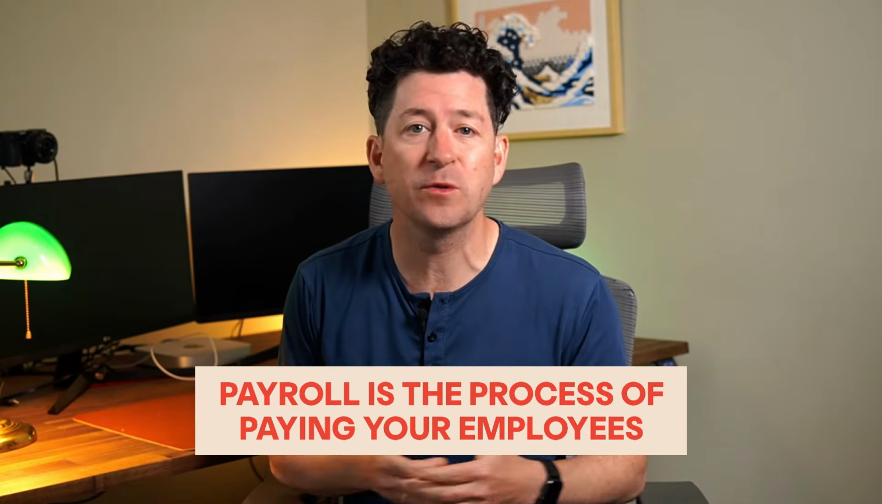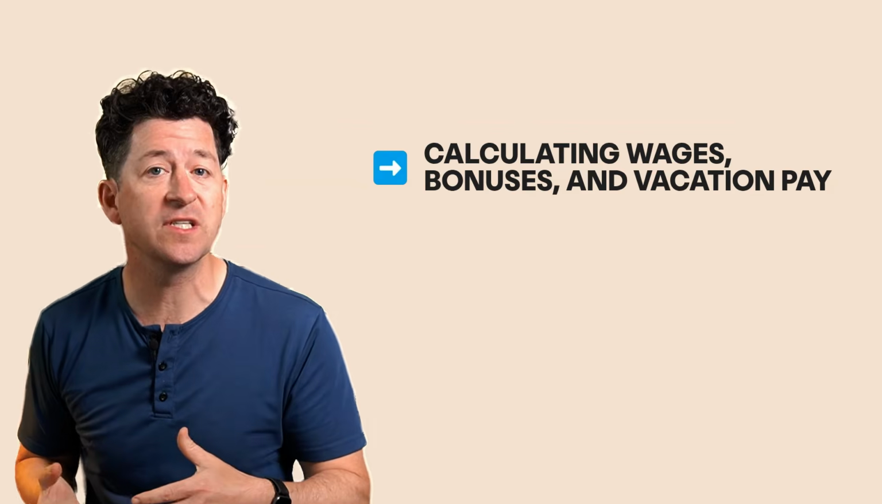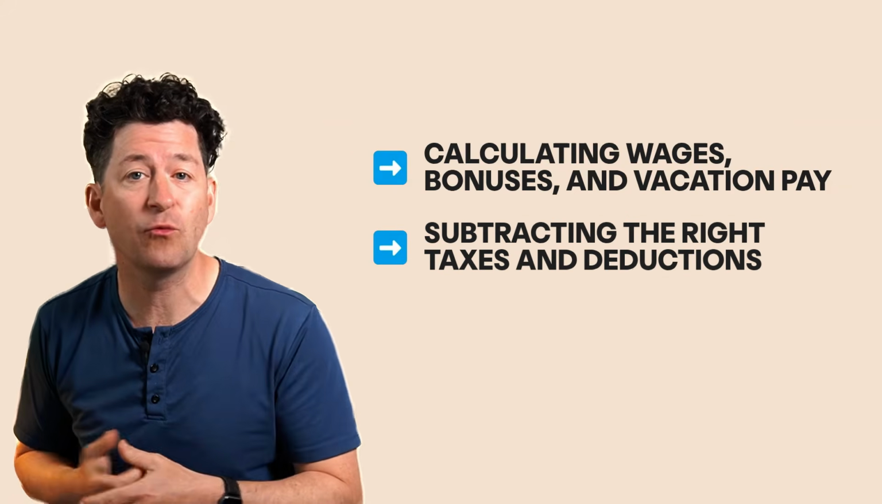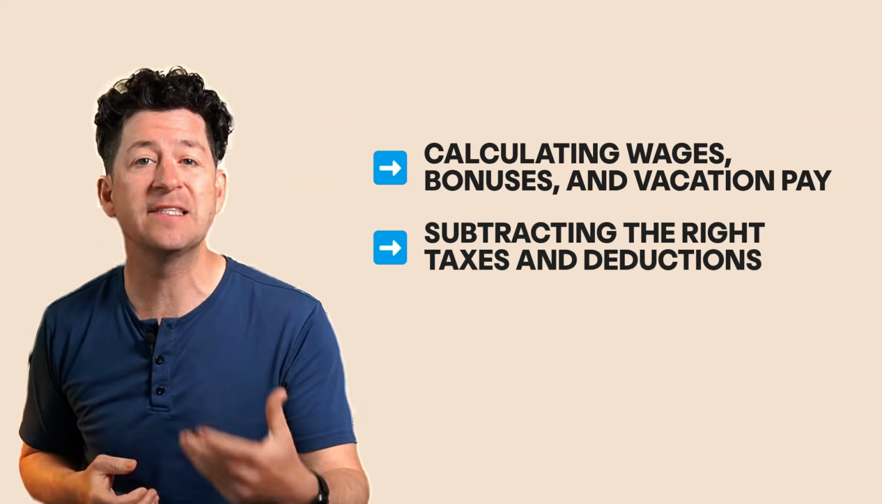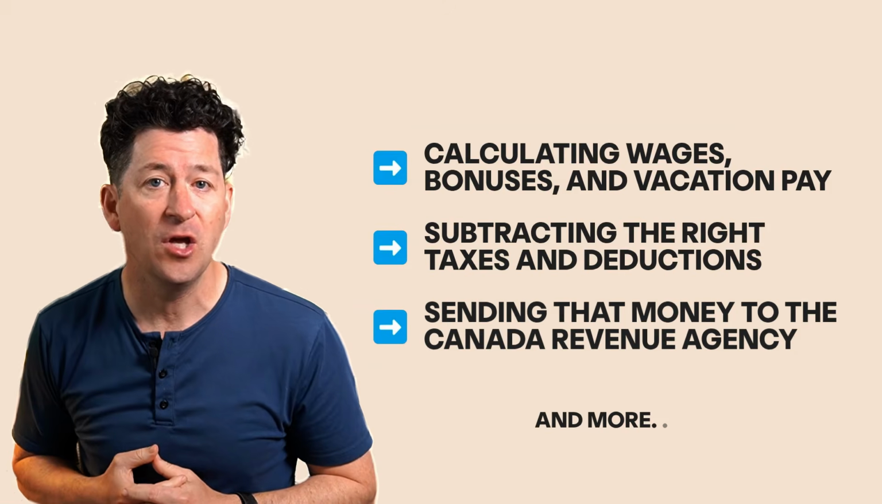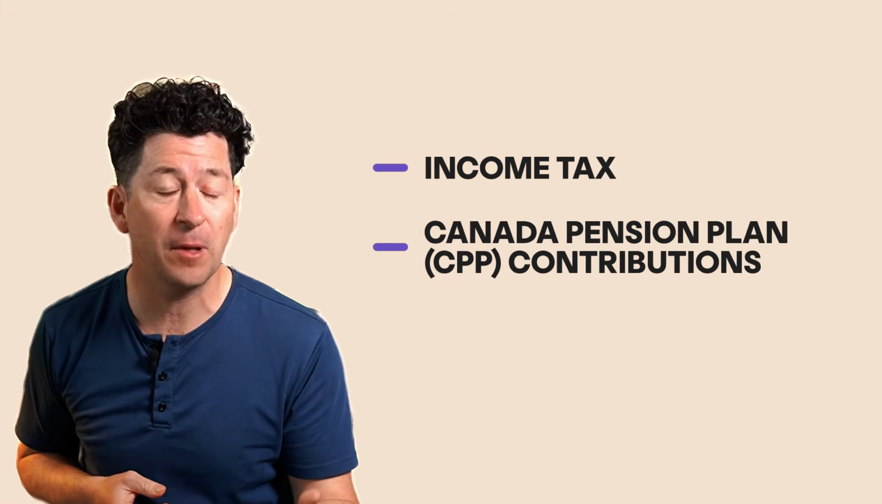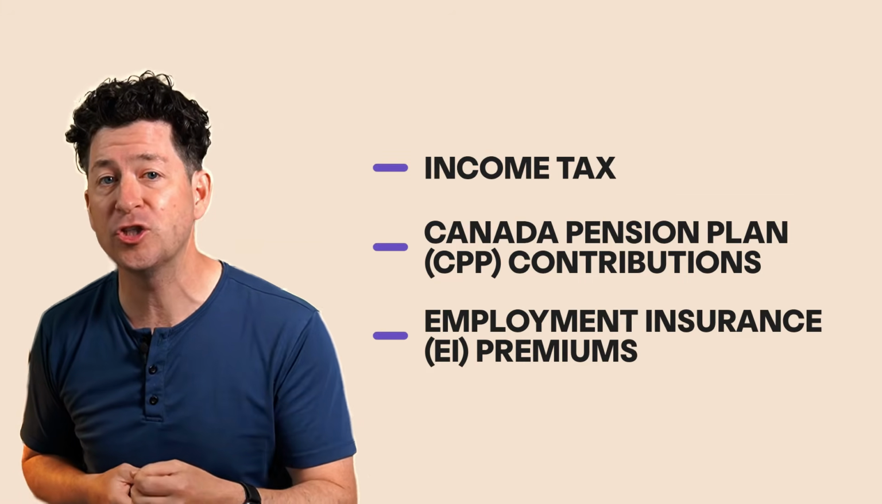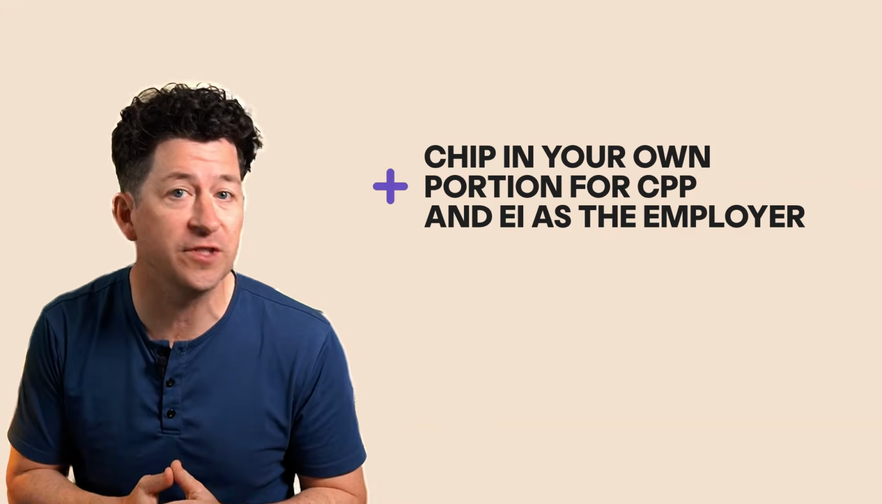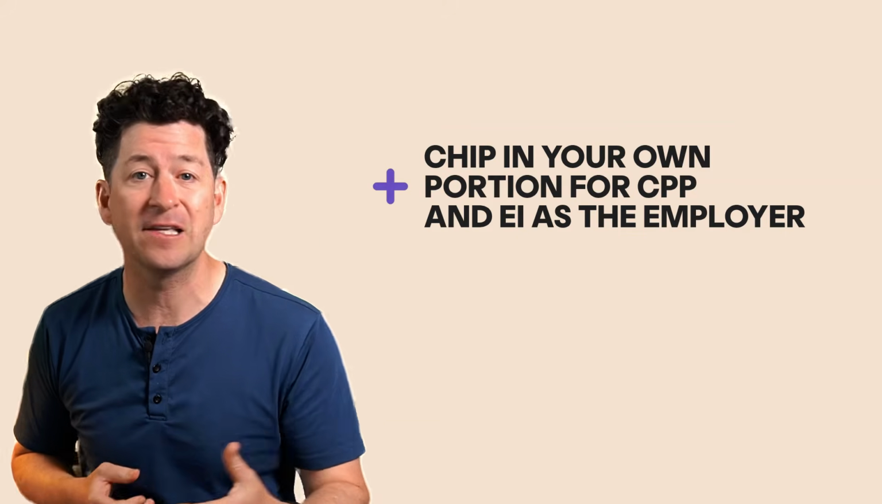So what is payroll really? At its core, payroll is the process of paying your employees, but it's a bit more complicated than that. Payroll includes calculating wages, bonuses, and vacation pay, subtracting the right taxes and deductions, and sending that money to the CRA. You're responsible for withholding three key things from your employees' pay: income tax, Canada Pension Plan contributions, and Employment Insurance premiums. You also have to chip in with your own portion of CPP and EI as the employer.